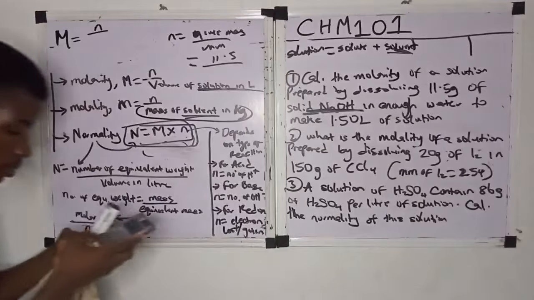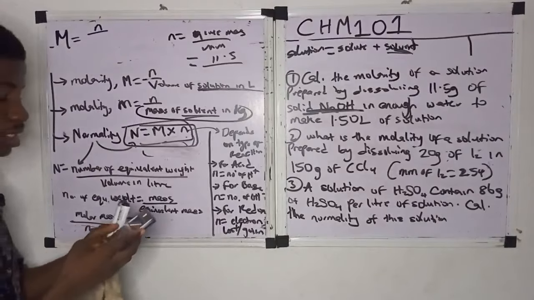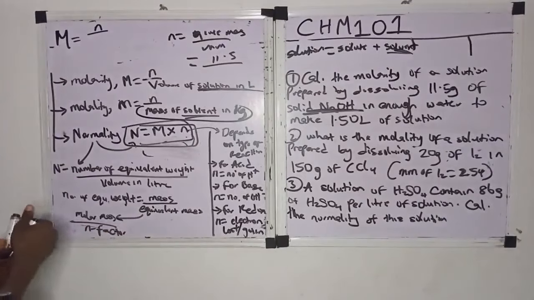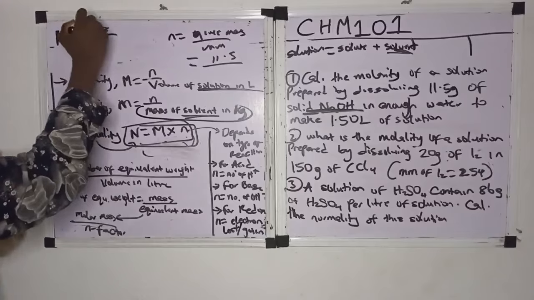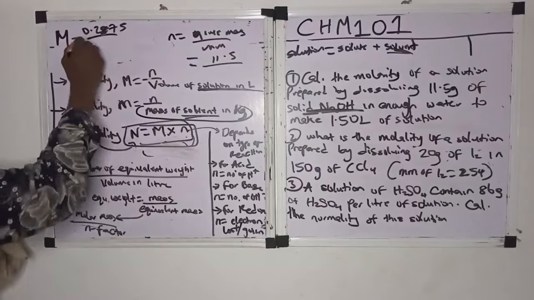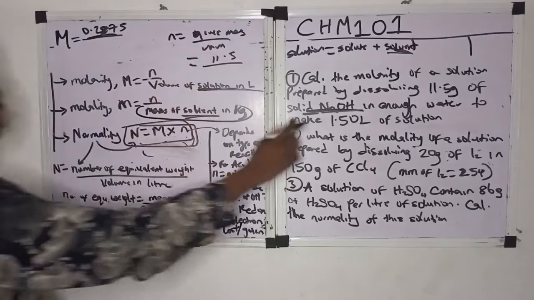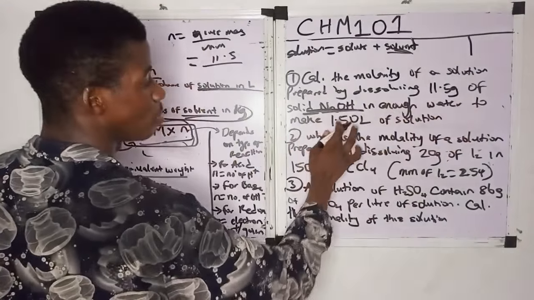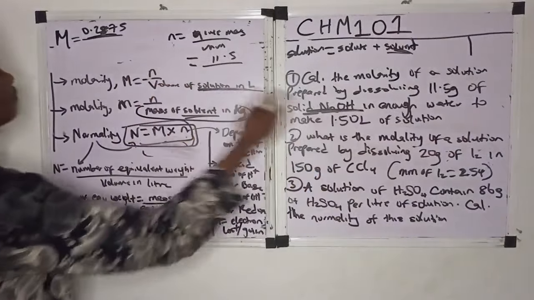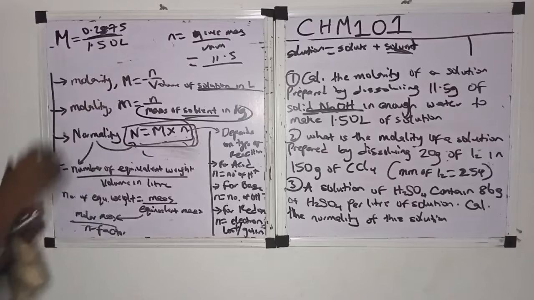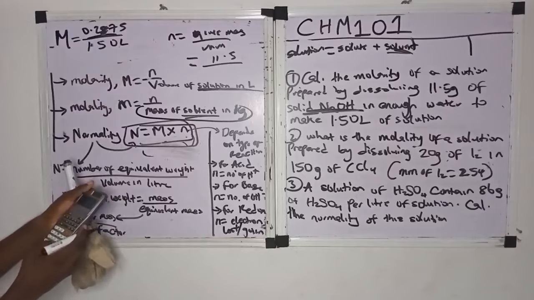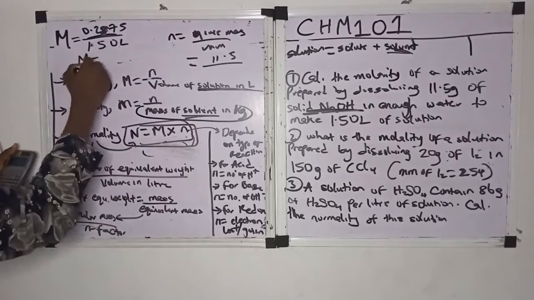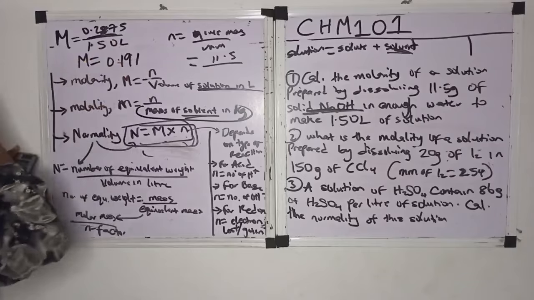Okay, so 11.5 divided by 40 is what? The number of mole of sodium hydroxide is 0.2875. Okay, 0.2875. Now where is the volume of the solution? In enough water to make 1.50 liter of solution. Remember, it must be in liter. So the volume of the solution is 1.50 liter, right? So let's divide it by 1.50 liter. So that gives us the molarity, which is 0.191. Okay, so it's very easy.